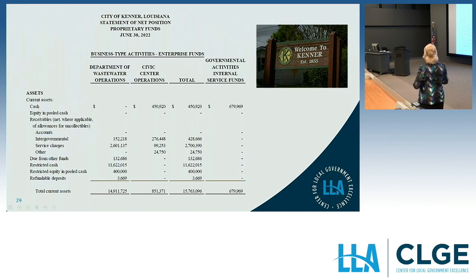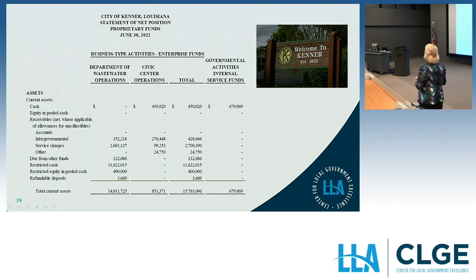So here's what we see for Kenner, they've got 2 enterprise funds for their wastewater and their civic center. Remember we talked about civic centers? Sometimes it's in a special revenue, might be in a general fund. Depends on your motive. What are you doing with your civic center? They want to turn a profit on the thing. So they've got it in an enterprise fund. And then we have their internal service funds all up together in one column.